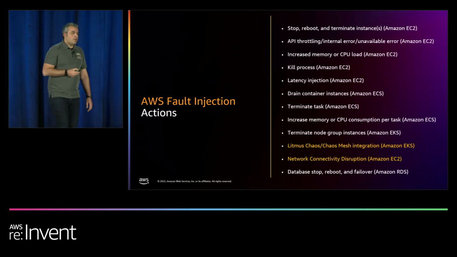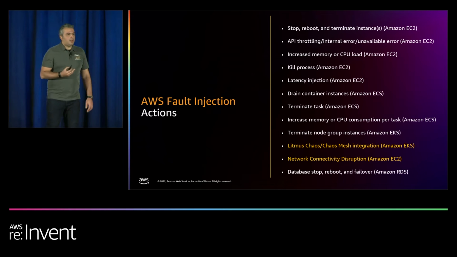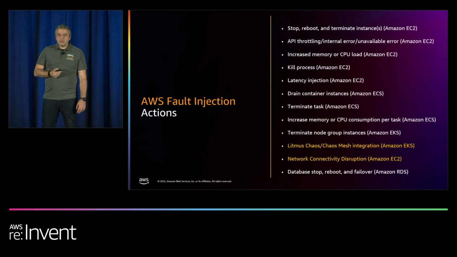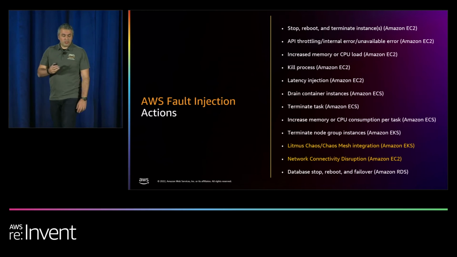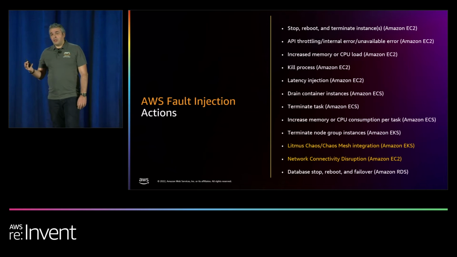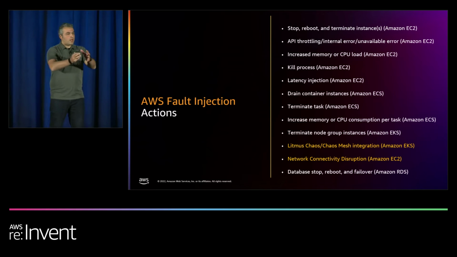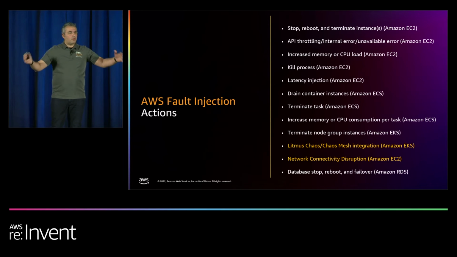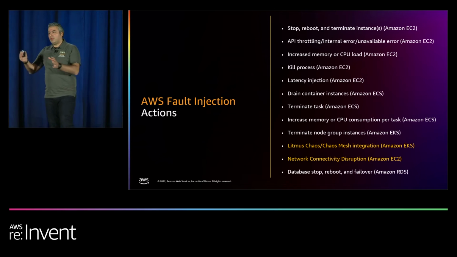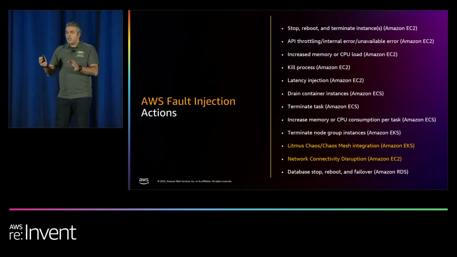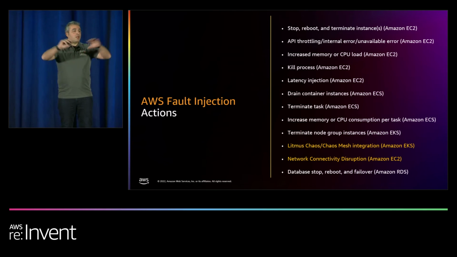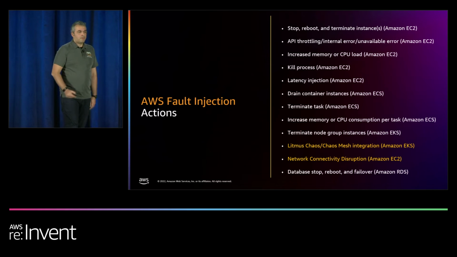Now, two faults and actions that I want to highlight that we just recently released are the following. There is now integration with Litmus Chaos and Chaos Mesh. And the great thing about this is that now it provides you with a widened scope of faults that you can inject, for example, into your Kubernetes cluster through Fault Injection Simulator via a single pane of glass.